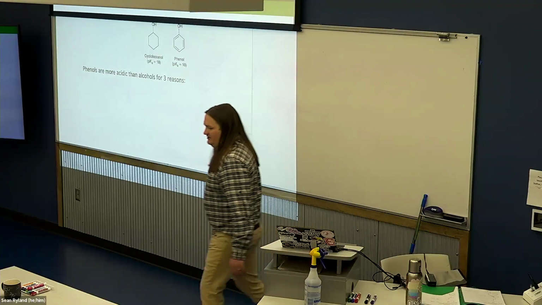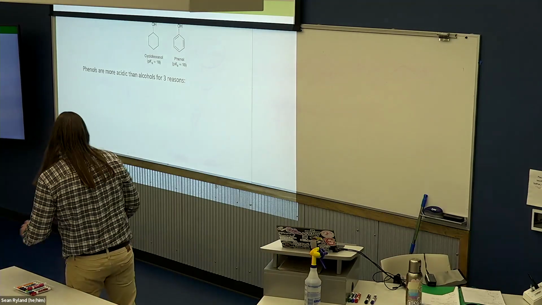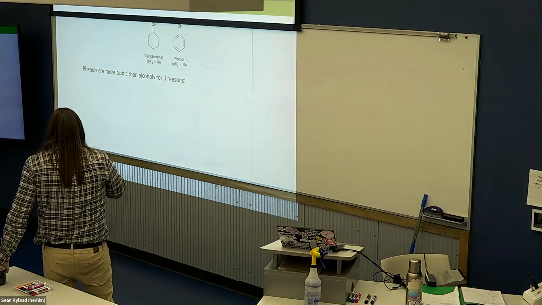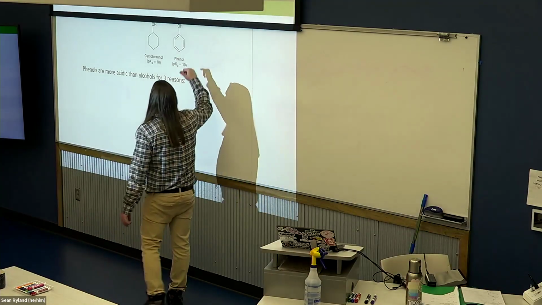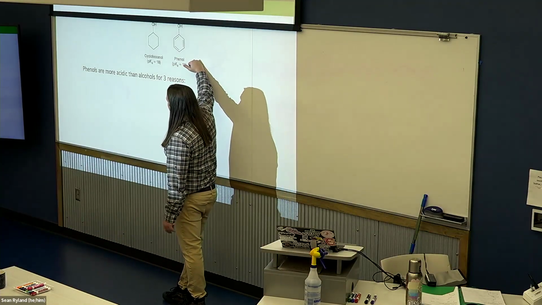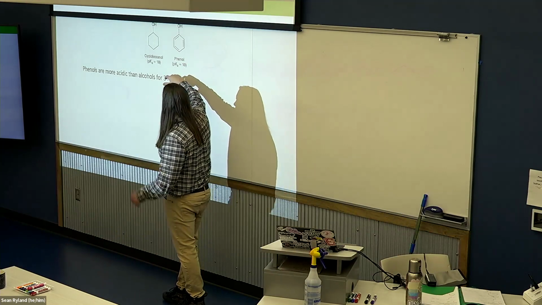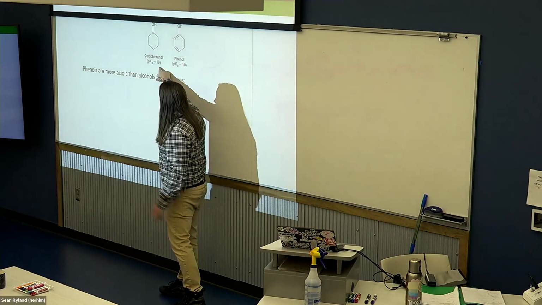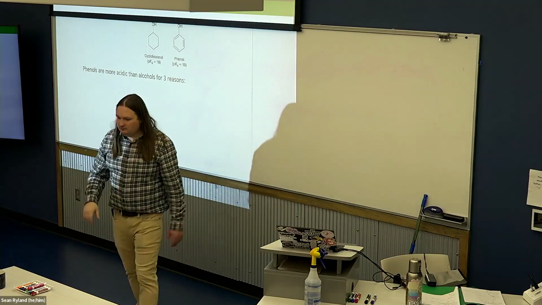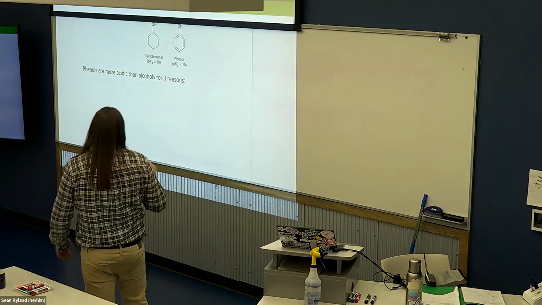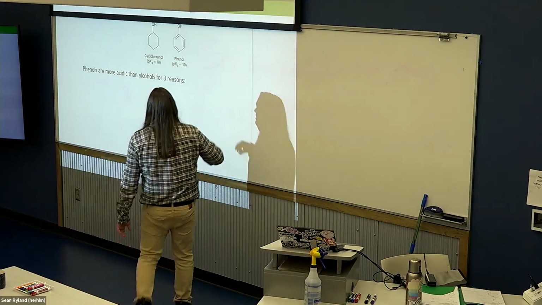All right, let's talk about phenols. Phenols have a much lower pKa than alcohols. A similarly sized alcohol to a phenol has a pKa of 18. Cyclohexanol has a pKa of 18 compared to 10. That means phenol is a factor of 10 to the 8 times more acidic.